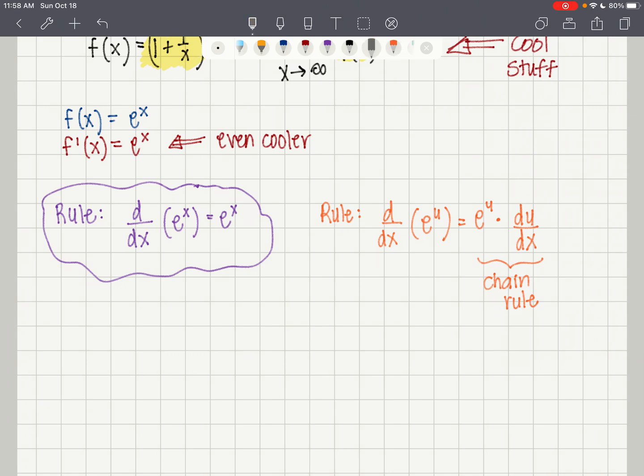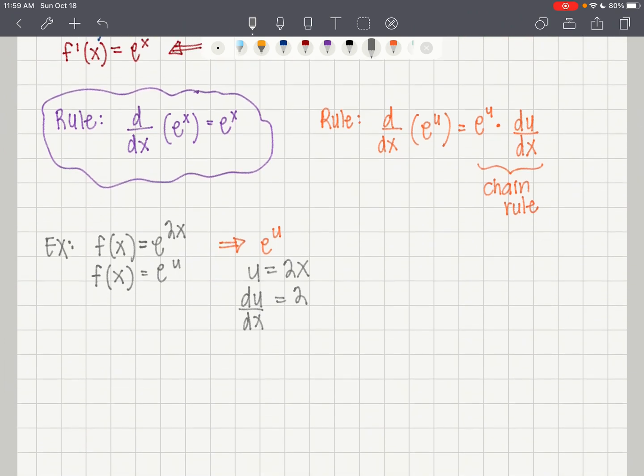So let's get to our first example. Our first example says find the derivative of f of x is equal to e to the 2x. So this right here, we're going to need to use our chain rule. So we're going to need to use e to the u. If we use e to the u, that means that u equals 2x, and du dx is equal to 2.